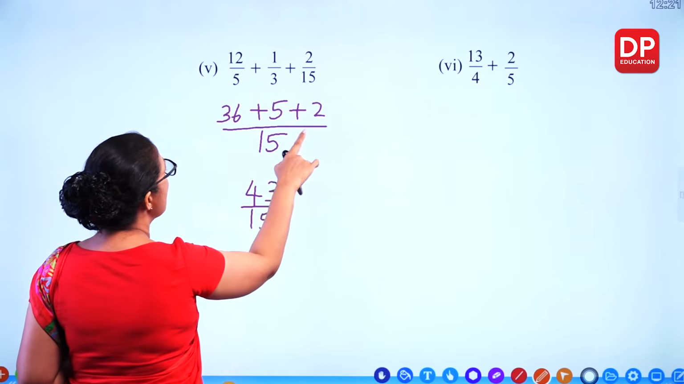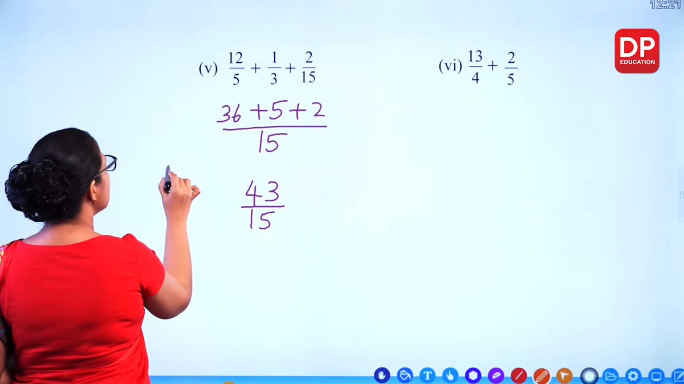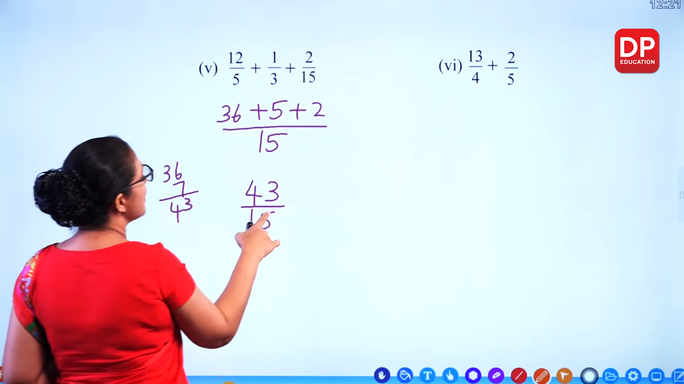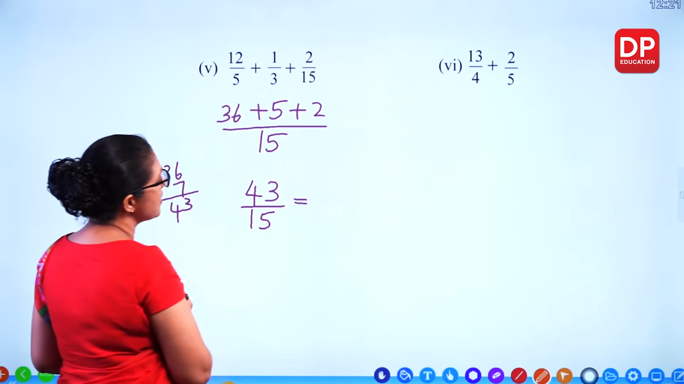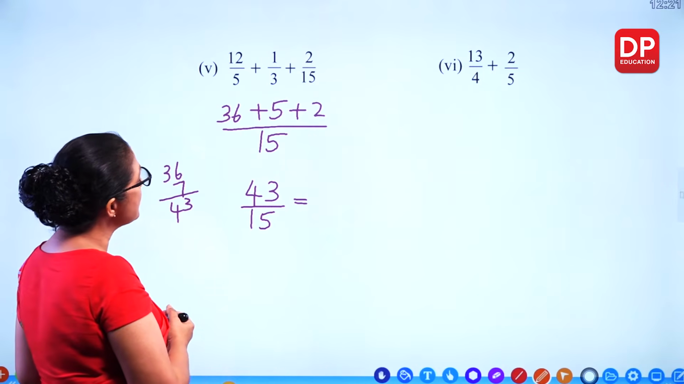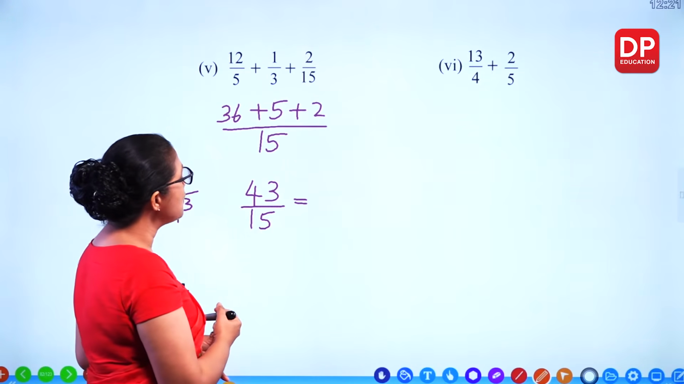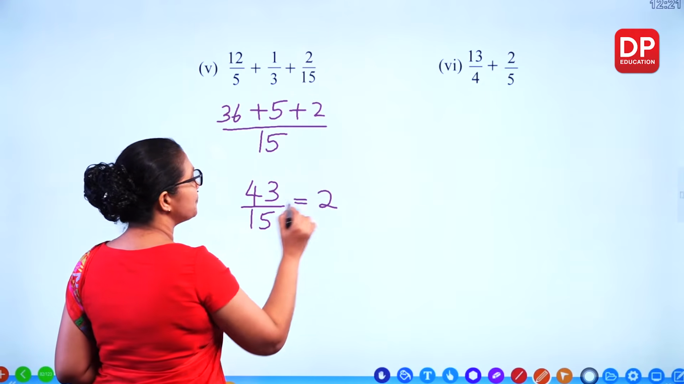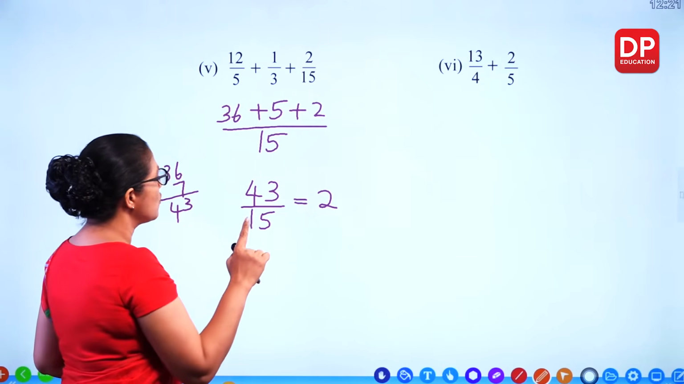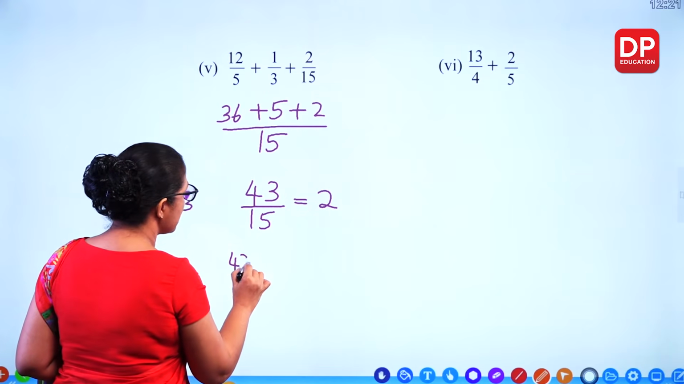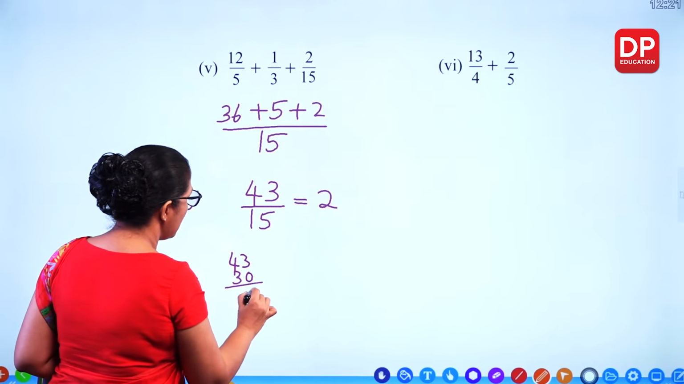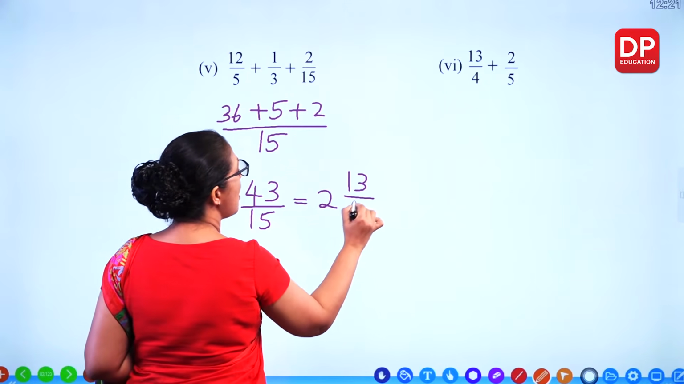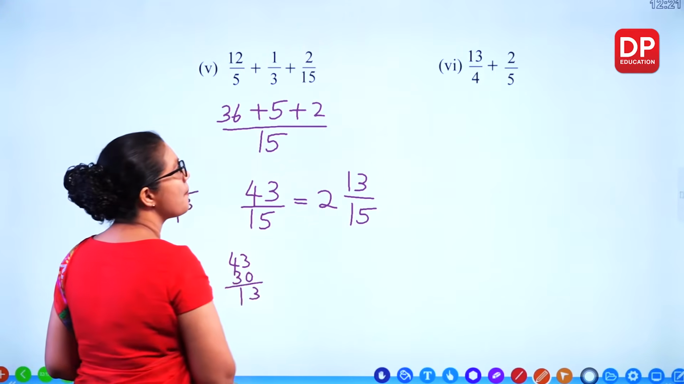Is this correct? 5 plus 2, 7. 36 and 7, you get 43. So 43 over 15. That's correct. Now convert to a mixed number. How many 15s are there? So you get 2. That's 30. So 43 minus 30, you get 13. So 13 out of 15.